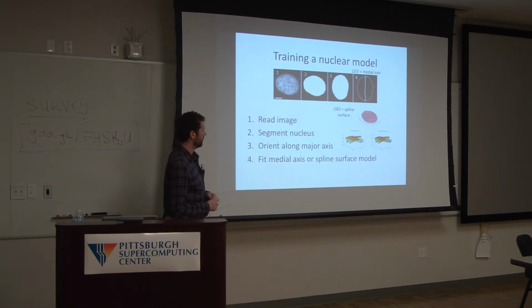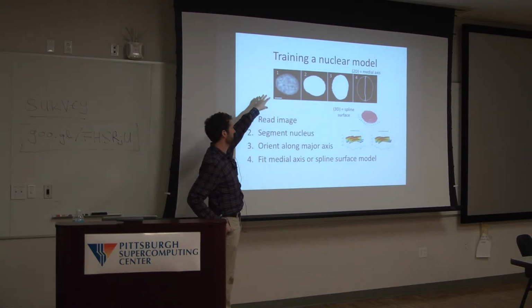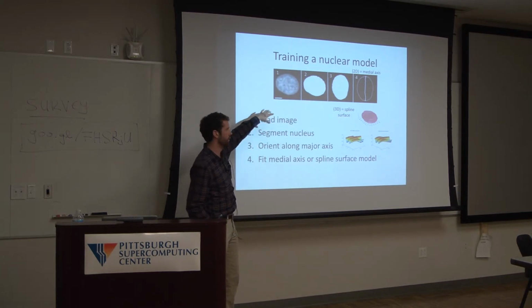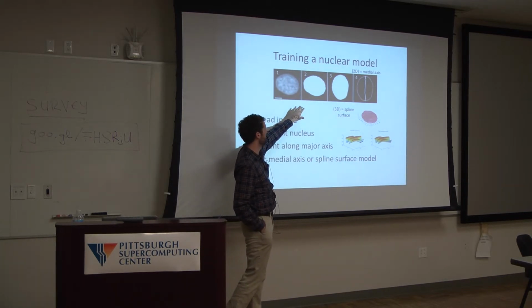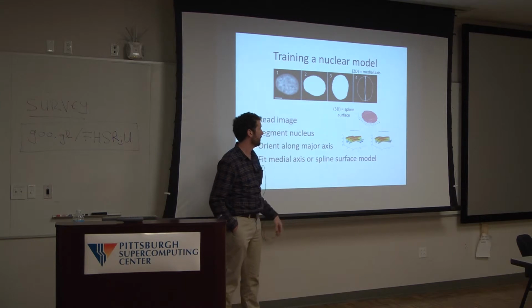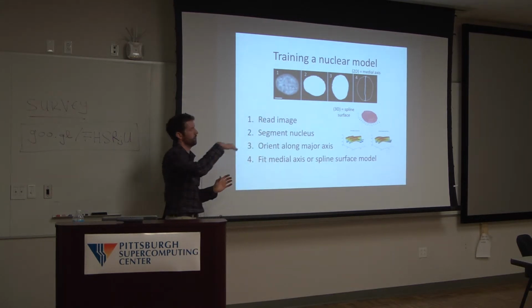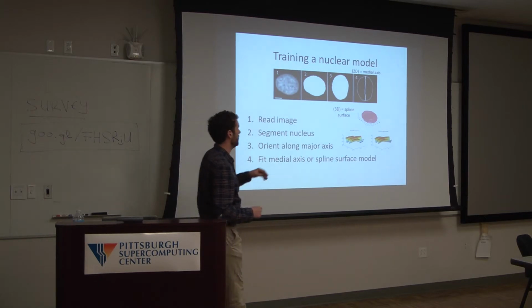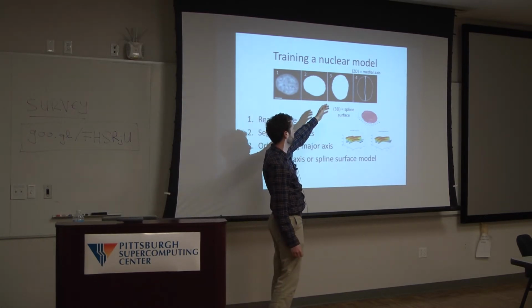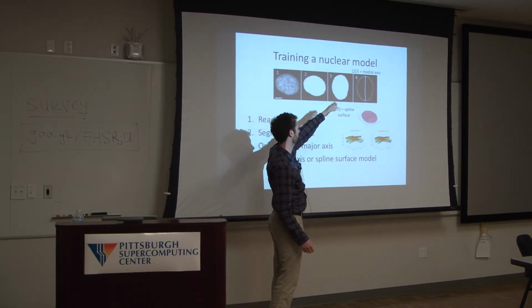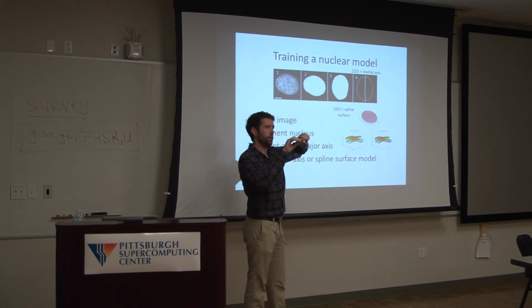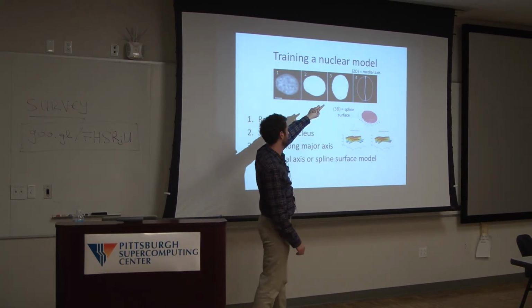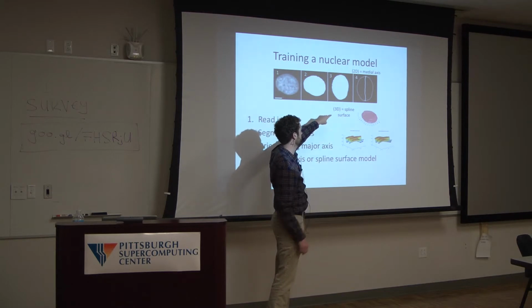So how do we build the nuclear model? We take the nucleus, or if you don't have a nucleus, we find the hole, and we get some segmentation of it, and then we orient that along its major axis. And then in the 2D case, we build a medial axis model, so going down the center of the cell, we're measuring the distance from the medial axis.